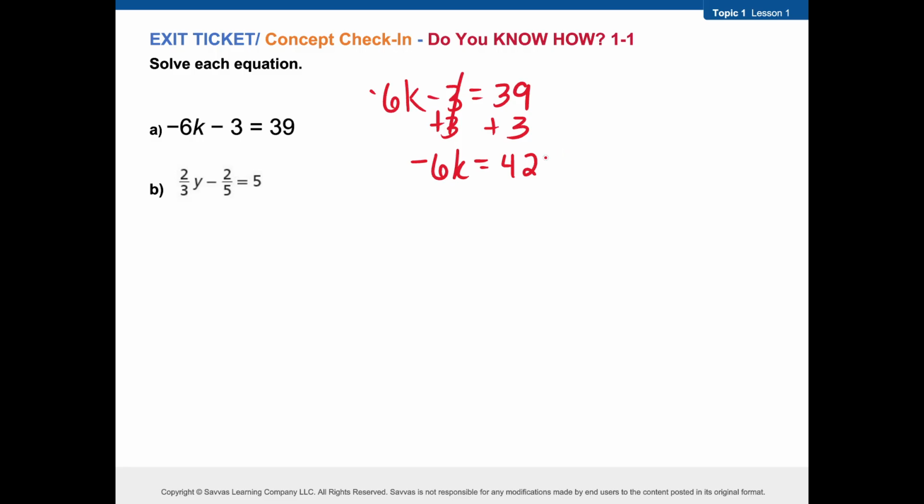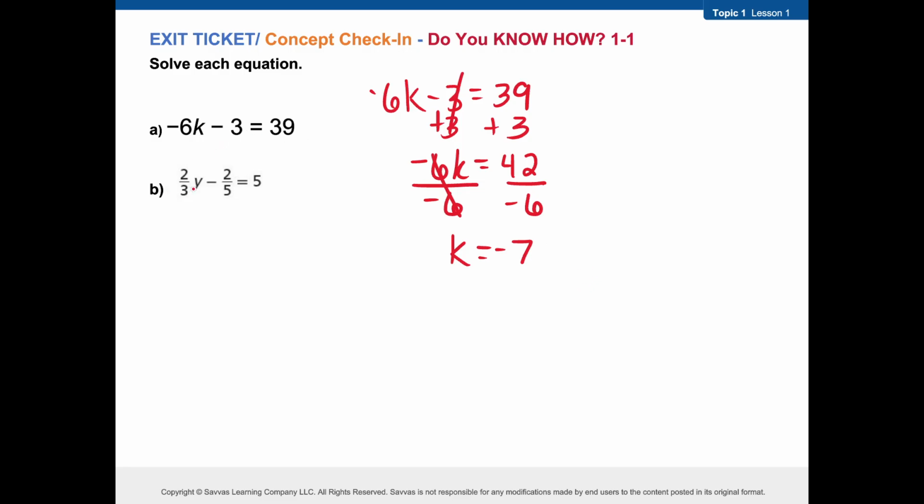Very common mistake. People want to add 6 to both sides, but negative 6 is being multiplied to the variable. So divide. That negative sign also needs to go with it. So finally, k is completely by itself, equals negative 7.